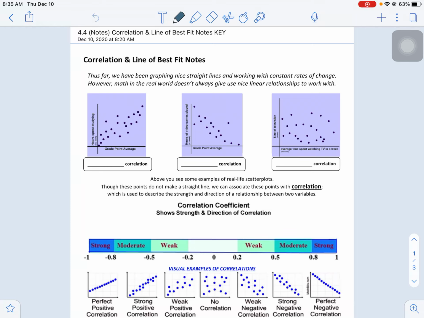All right, everybody, these are the notes for 4.4, which we're going to take a look at correlation coefficients, correlations, and line of best fit. So, thus far we have been graphing nice straight lines and working with constant rates of change. However, math in the real world doesn't always give us nice linear relationships to work with.